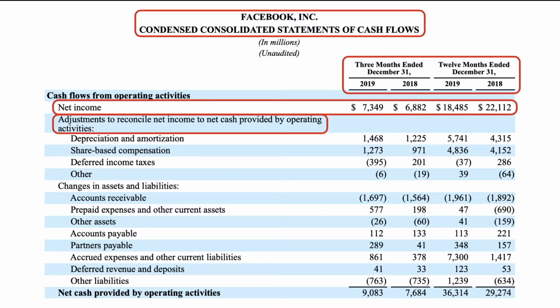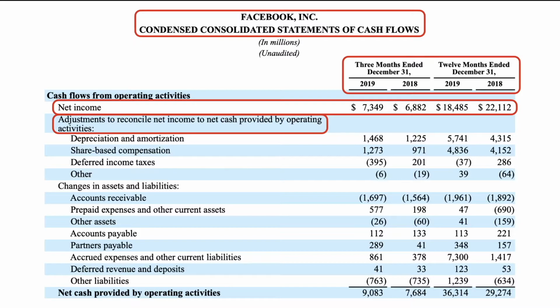Alright, so here's the first section of Facebook's condensed consolidated statements of cash flows for both the last 3 months and last 12 months of the 2018 and 2019 fiscal year. We can see that it starts with net income. That's the number at the very top of the cash flow statement. Right underneath that, it says adjustments to reconcile net income to net cash provided by operating activities. This probably sounds really confusing, but bear with me and hopefully it'll start making more sense.